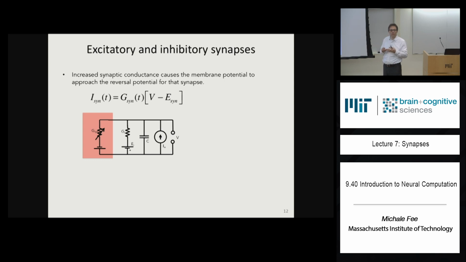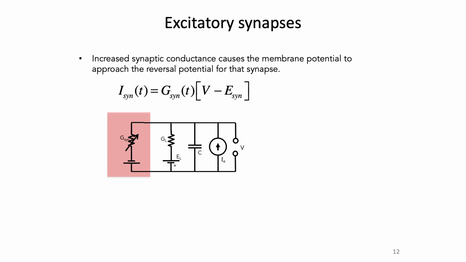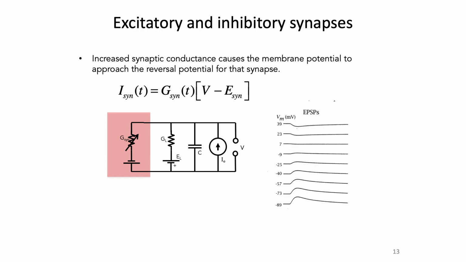It's going to approach something. It's going to be dragged toward something. It's going to be dragged toward the voltage of that battery. We're hooking that battery up to the inside of our neuron. Does that make sense? Okay, so that's what I'm going to show you now.